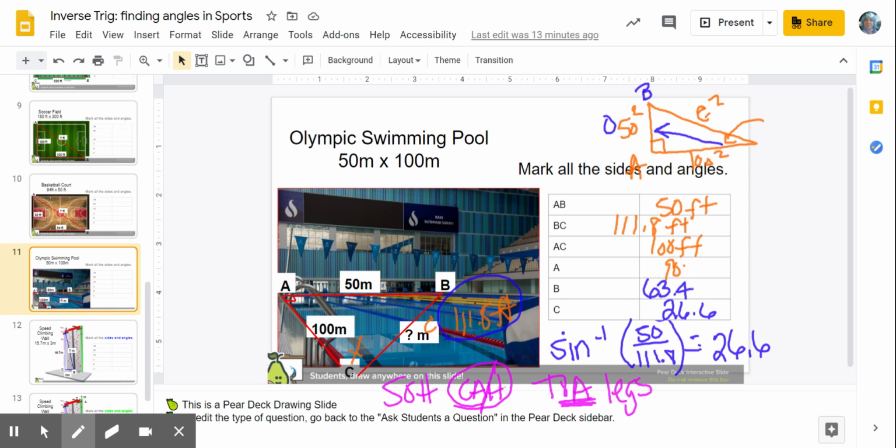So you have to be super careful. You have a whole bunch of choices here, right? You can do sine, cosine, or tangent from either of those two angles. So there are 6 different trig functions you could do to get those angles.